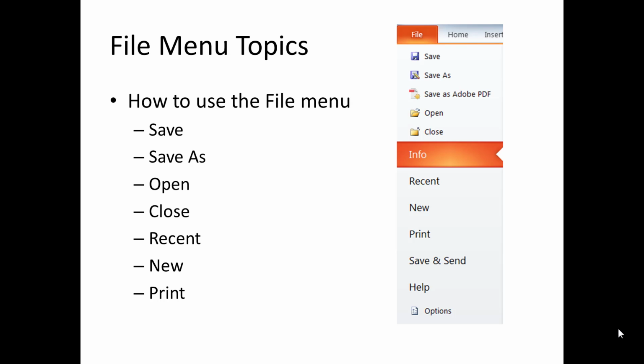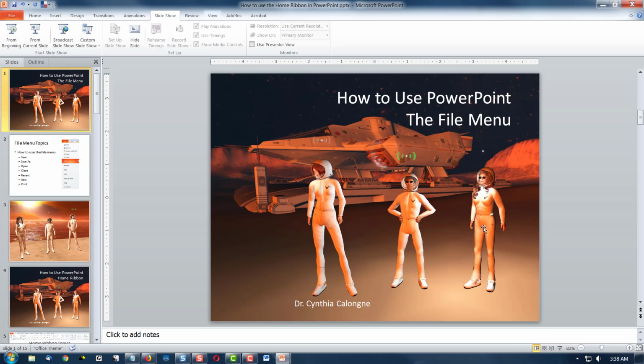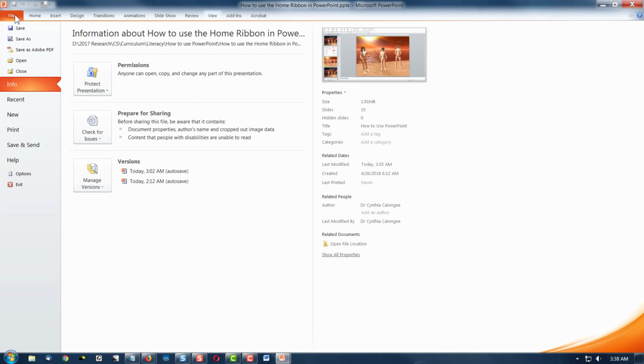And the list that we're going to look at is the Save command, Save As, Open, Close, Recent, New, and Print. So let's take a look. I'm going to stop the presentation, go to the File menu, and for Save, that allows you to save the current file by the default name, but if you haven't named it, you get to name it the first time.